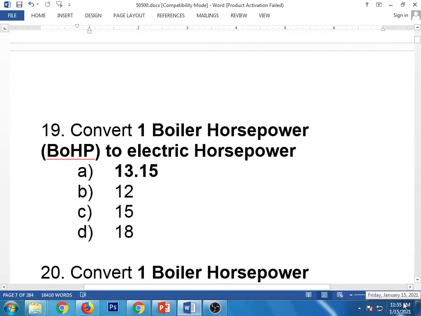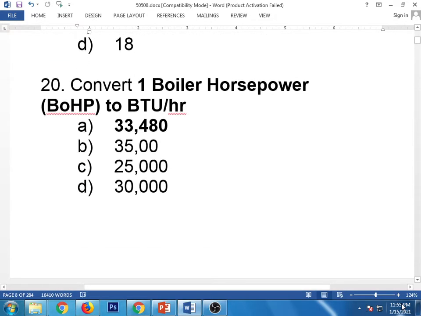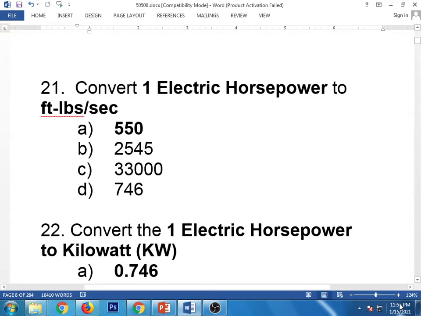Convert 1 boiler horsepower to electric horsepower: 13.15. Convert 1 boiler horsepower to BTU per hour. 33,480. Convert 1 electric horsepower to foot-pounds per second: 550.